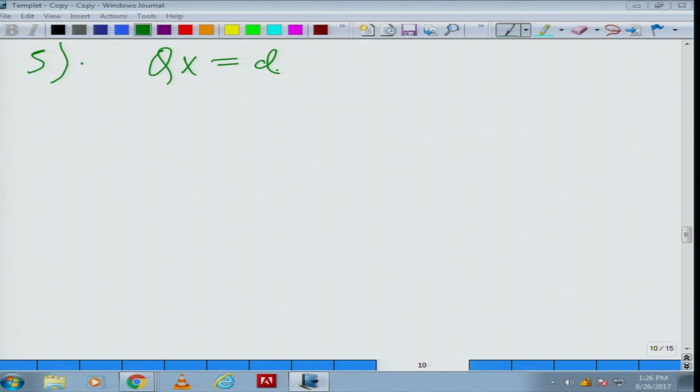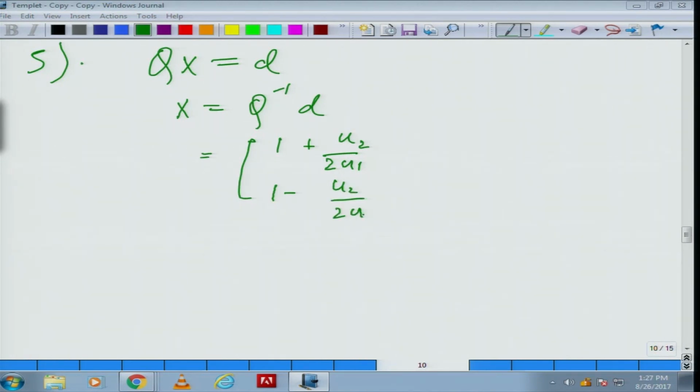Because Q is just a 2 cross 2 matrix, we can simply invert it to find X, which won't take much time, and I'll just write the result, which we get: (1 plus U2 by 2 U1) and (1 minus U2 by 2 U1). Okay, so this is the answer for the A part.